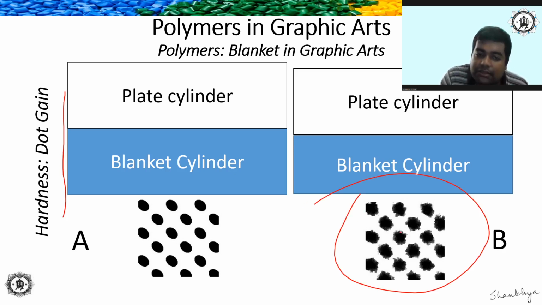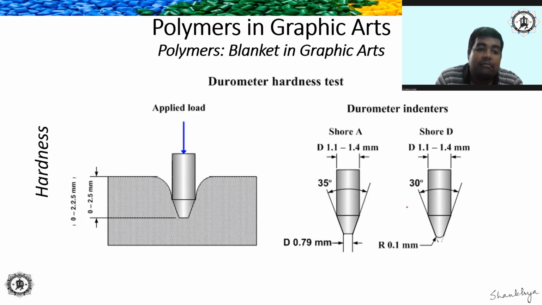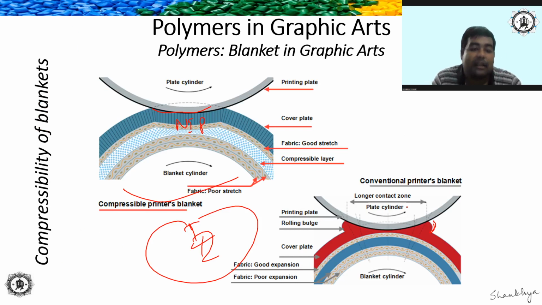This type of problem. See, the normal shape of the dot should have been like this, but it is actually becoming like this. It is increasing in size. It is distorting in shape. So all these problems will happen even if the blanket is not compressible enough. It will not allow for the smooth transition of the ink from the blanket to the paper. So that is another important point.